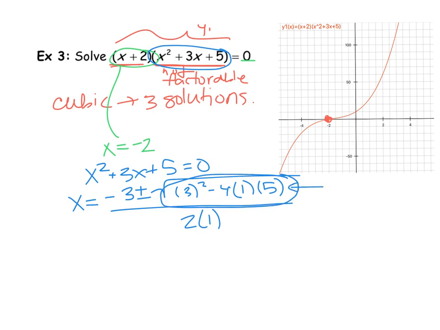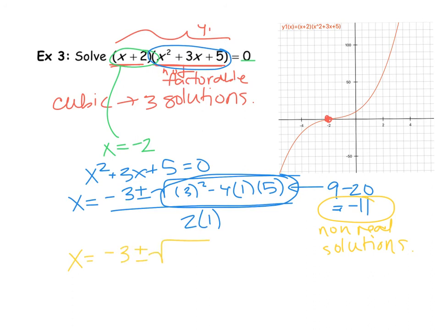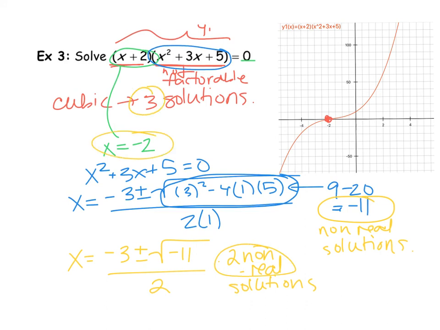Well, when I solve this, it looks like inside my square root, I get 9 minus 20, which equals -11. And if you recall, when our discriminant is negative, this means that we have non-real solutions. So at this point, you can just write x equals -3 plus or minus the square root of -11 over 2, and you should remind yourself that this is 2 non-real solutions. So you found 2 non-reals and 1 real for your total of 3 solutions.